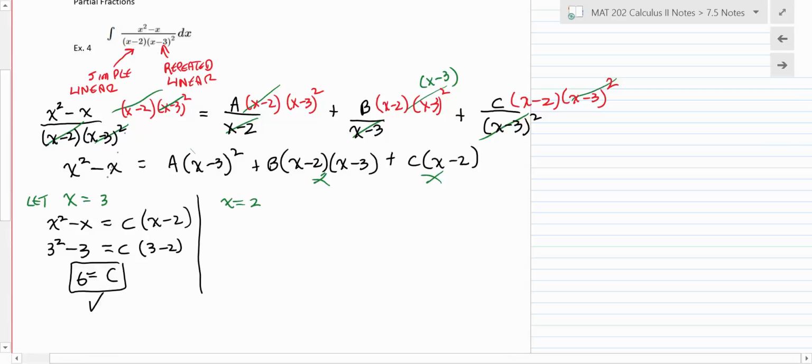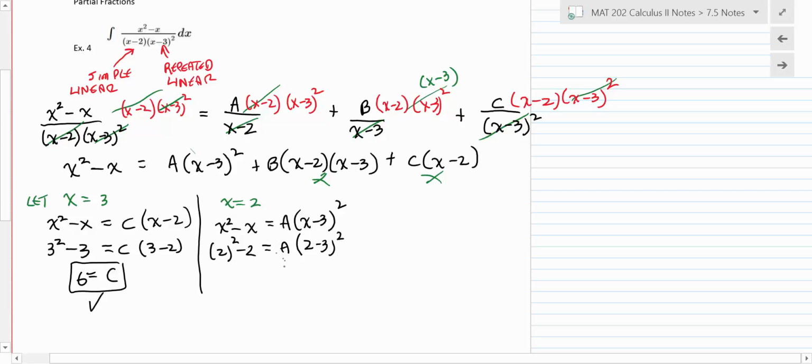So what you're going to be left with then is x squared minus x is equal to a times x minus 3 to the second. Okay, everybody with me on that? Okay, now plug in 2 for x and solve this equation. So you're going to have 2 to the second minus 2 equals a times 2 minus 3 to the second. That should allow us to figure out what a is then.